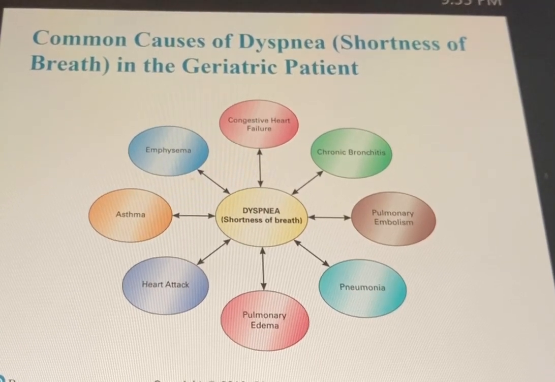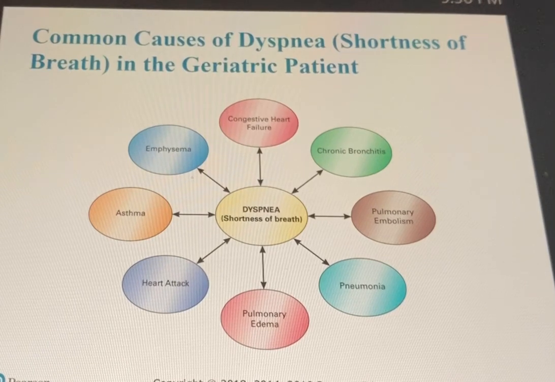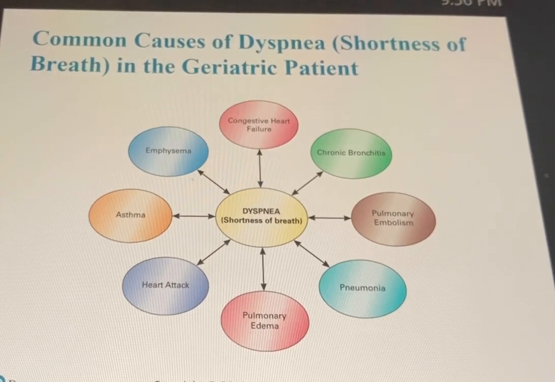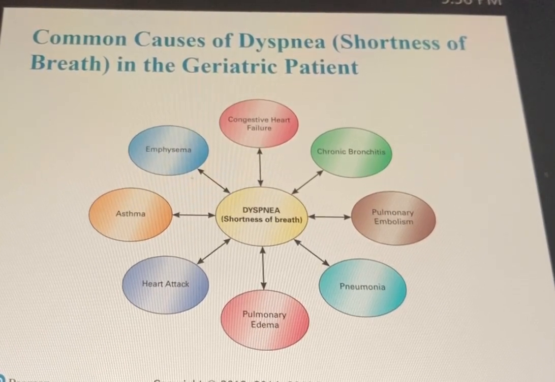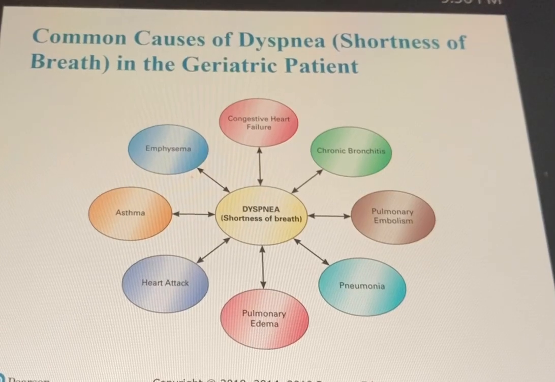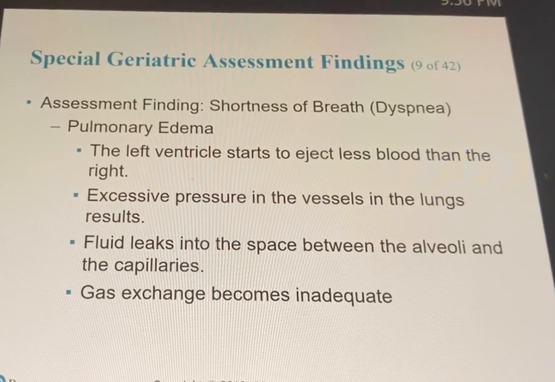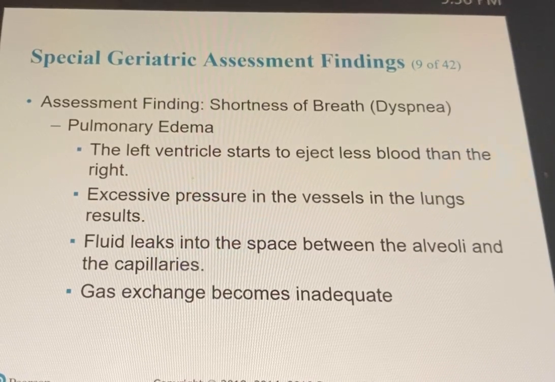All right. There's a chart in your book, some of the most common causes of shortness of breath in the geriatric patient. It can range anywhere from pneumonia, a PE, chronic bronchitis, CHF, emphysema, asthma, heart attack. It's pretty much a rule one out, move on to the next.